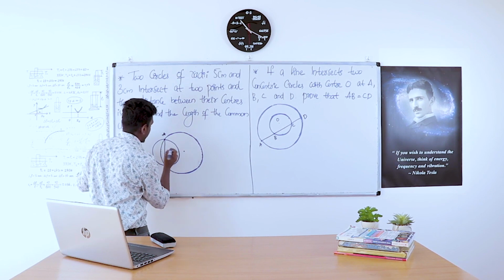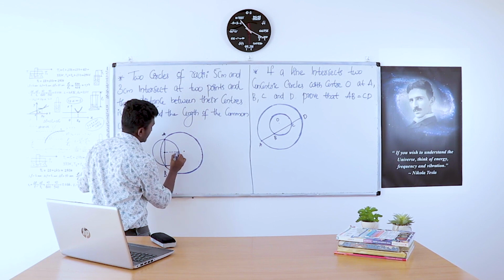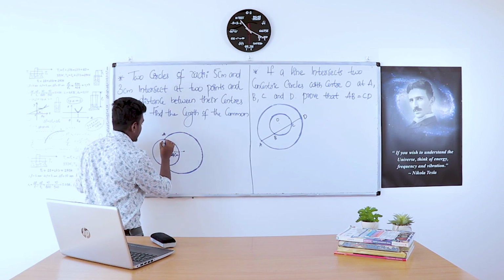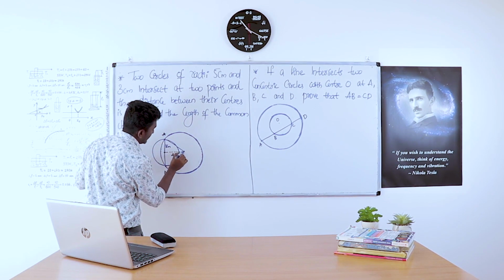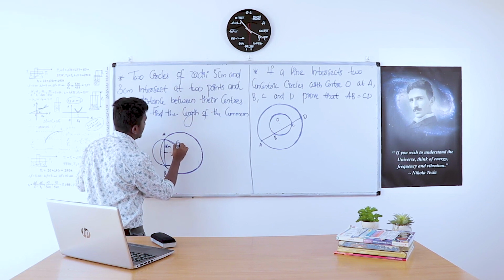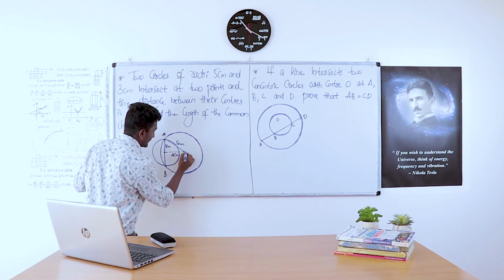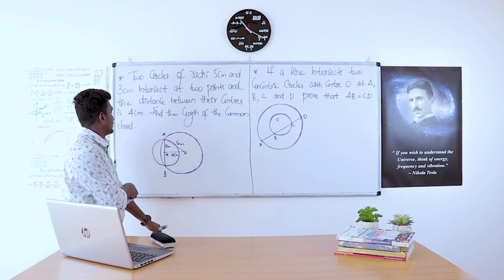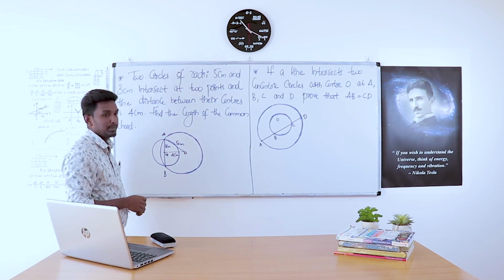And marking the centers. These are the centers of both circles, and the distance between them is given as 4 centimeter. This is the radius of the small circle, given as 3 centimeter. And this is the radius of the larger circle, given as 5 centimeter. Now we want to calculate the length of AB. Just take it as O, and this is M. So we want to calculate the length of the common chord, that is AB.